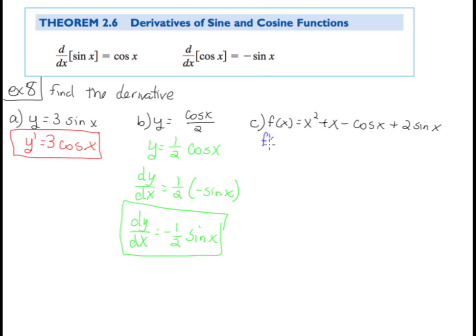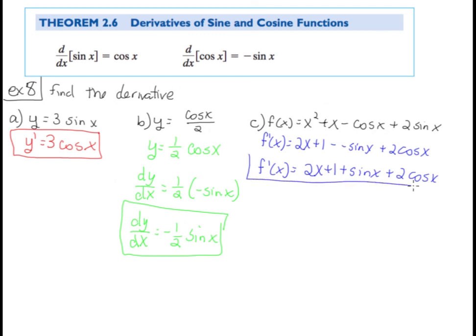And for C, we'll find that f prime of x is equal to 2x plus 1 minus our negative sine of x plus our constant 2 times cosine of x. Simplifying this down, f prime of x is equal to 2x plus 1 plus sine of x plus 2 cosine of x.